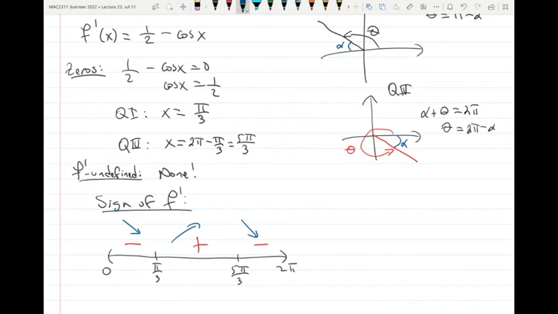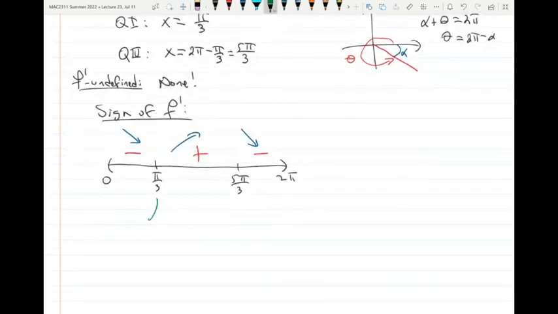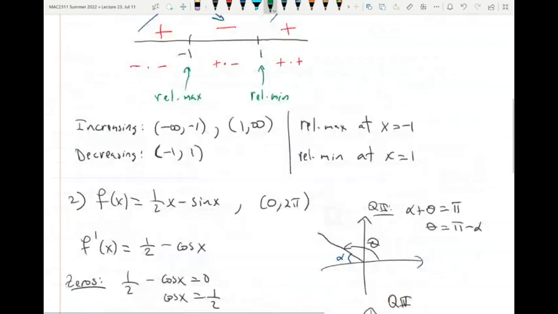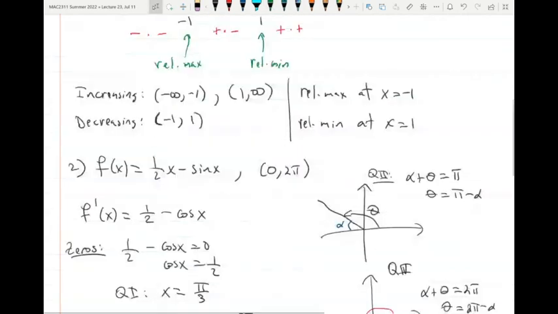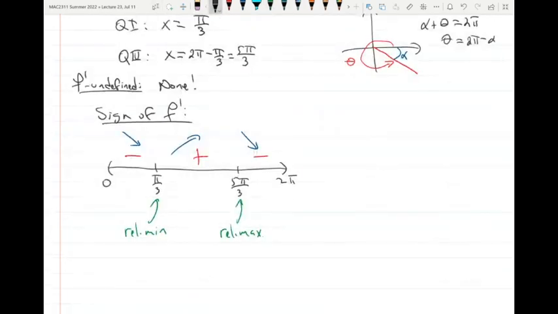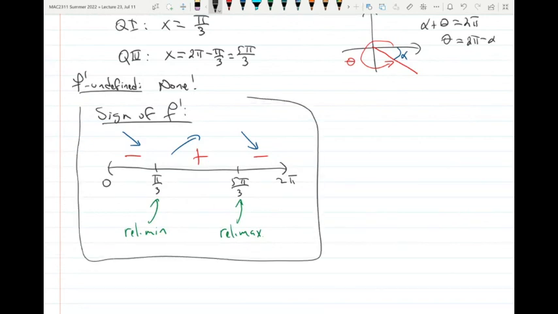So decreasing, increasing, decreasing, okay? So what's this point? Minimum. So that's a relative min. What's this point? Maximum. That's a relative max. Okay, I'm not going to write all of this. I'm just going to keep the picture. Hopefully you understand that with this picture, we have everything we need for this question. Yes?